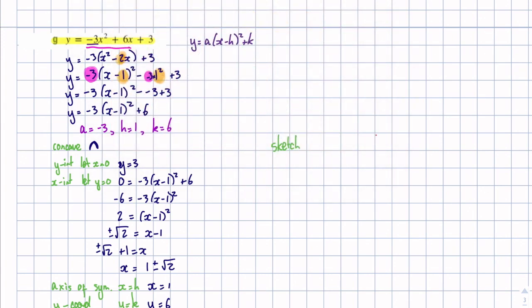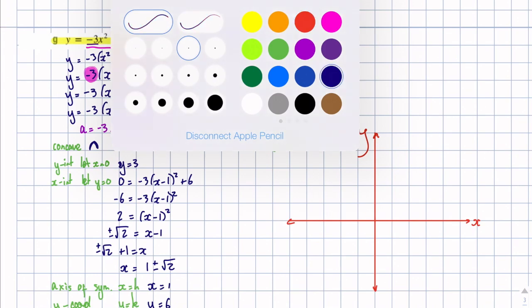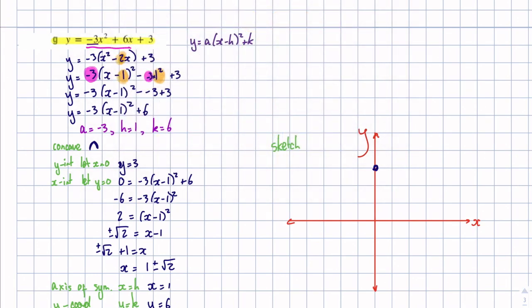So it's y. Oh, come on, straight lines. And this is x. Now I know it's going to go through the point y equals 3. The x-intercepts are x equals 1 plus minus root 2. Now root 2 is approximately 1.414. Calculator.